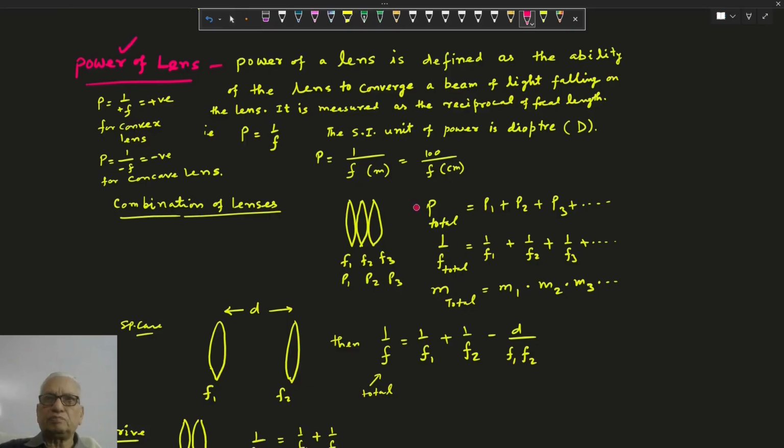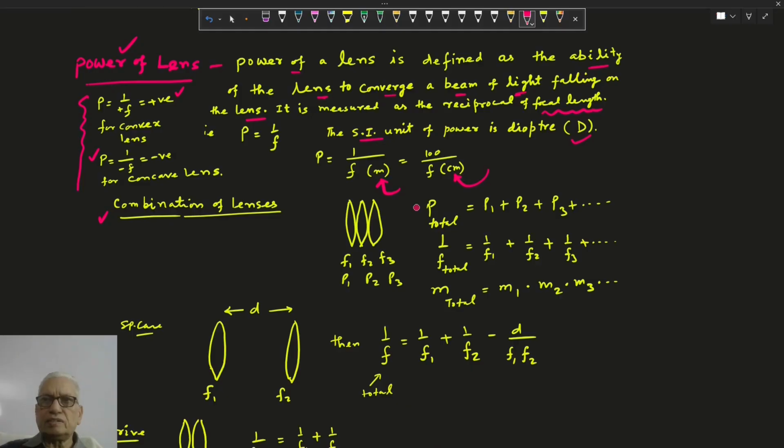Now, power of a lens. Power of a lens is defined as the ability of the lens to converge a beam of light falling on the lens. It is measured as the reciprocal of the focal length. P is equal to 1 upon F. The SI unit here is diopter. If we are writing the focal length in meters, the power formula is 1 upon F. If we are writing the focal length in centimeters, the power of the lens can be written as 100 upon F. Now, power is positive for a convex lens where focal length is positive. Power of a concave lens is negative because focal length is negative.